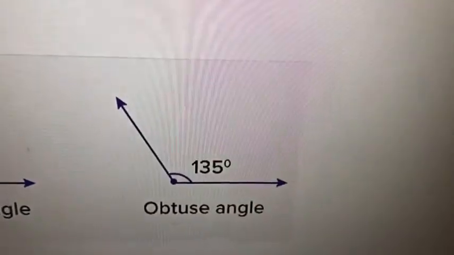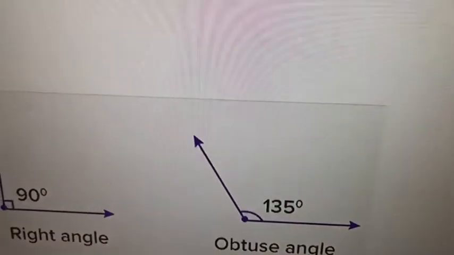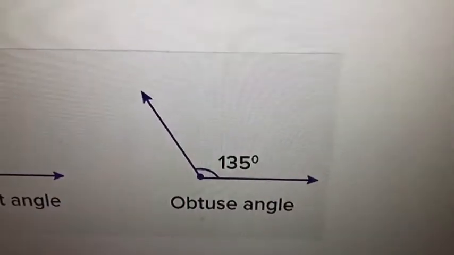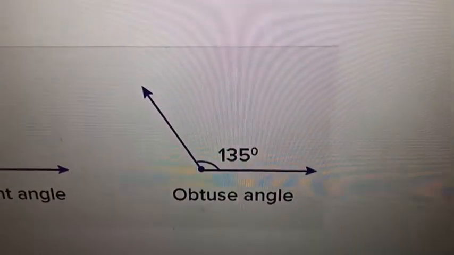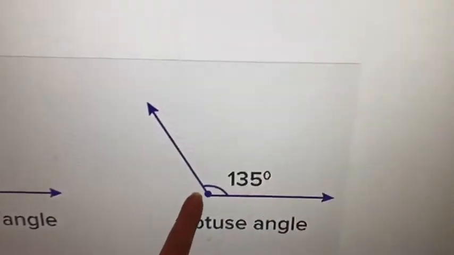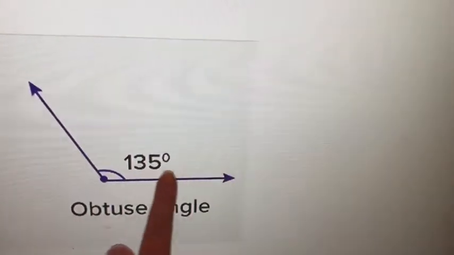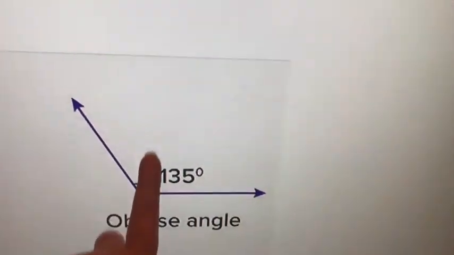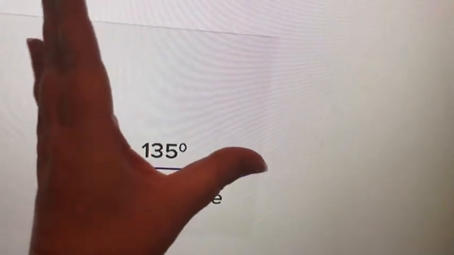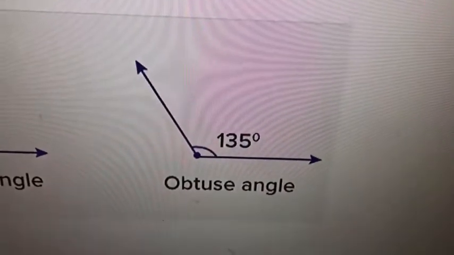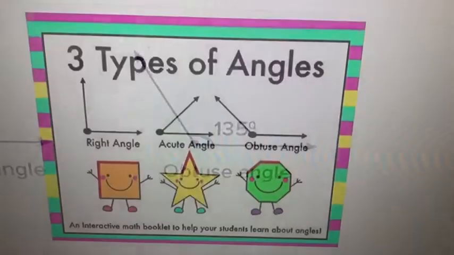And then the obtuse angle is open wide, like we would open our mouth really wide when we sneeze and say obtuse. So this is where if it was a right angle, it would be right here. And you can see it's open wider than that. So it's an obtuse angle.